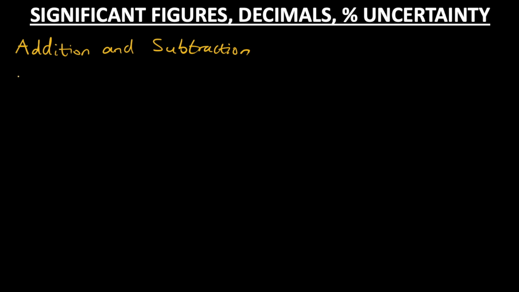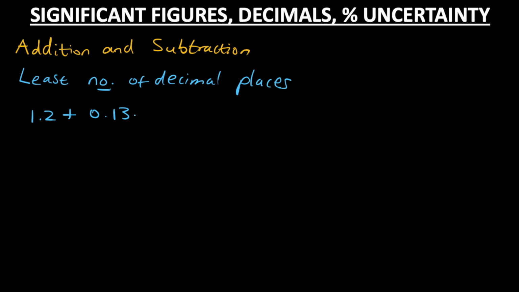In physics, whenever you're adding or subtracting, you need to use the least number of decimal places. For example, if we had 1.2 plus 0.13 plus 0.214, this would give you 1.544. Now, looking at the equation we were given, here there's 1 decimal place, here there are 2 decimal places, and here 3 decimal places. So the final answer should have the least number of decimal places from our equation, which is 1 decimal place.